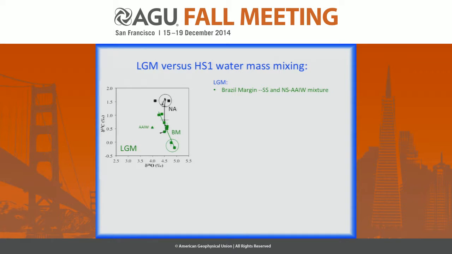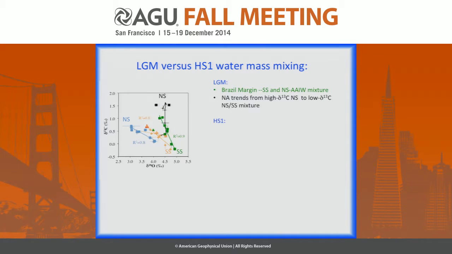They trend from the low Delta C13 values of the deep South Atlantic to higher Delta C13 values. They project slightly below the North Atlantic end member, likely due to the contribution of this glacial Antarctic intermediate water. The North Atlantic data trends from the high Delta C13 of North Atlantic deep water to lower Delta C13 values, so the deep North Atlantic was a northern source, southern source mixture.